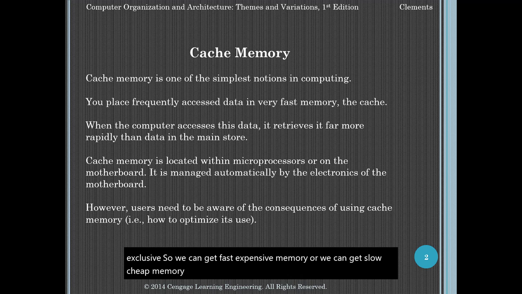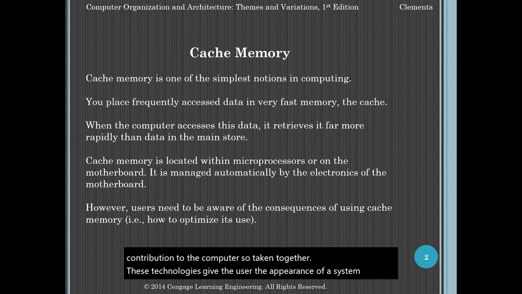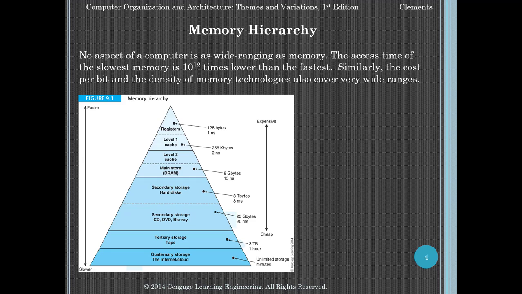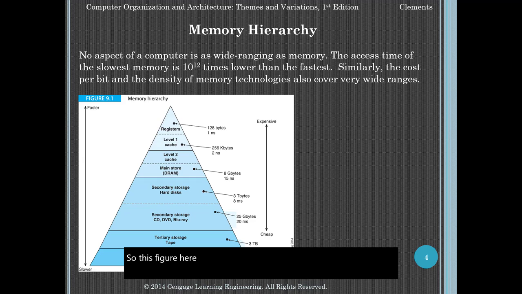And memory systems invariably use different technologies, with each technology making its own contribution to the computer. So taken together, these technologies give the user the appearance of a system with fast, non-volatile, low-cost memory, and we can categorize the various memory technologies into distinct layers that form a hierarchy. So this figure here describes the classic pyramid-based memory hierarchy. The memory at the top of this pyramid are registers that we've been talking about at this point. They're the highest speed and the lowest access time.